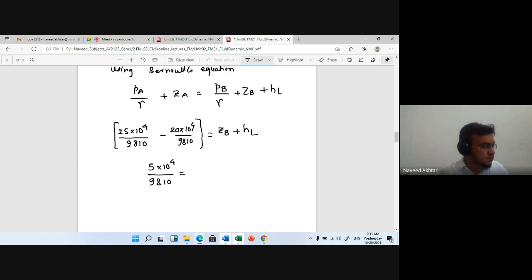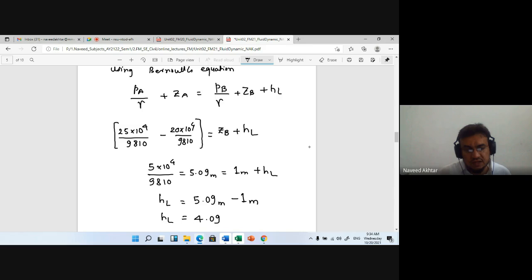To solve this, it is nothing but the previous example we have solved, that is 5.09 meter, and that is ZB, which is nothing but 1 meter plus HL. So if I write down HL, that is head loss, the 1 meter will come here, so 5.09 meter, 1 meter will come on the other side with a minus. So your value of head loss in this example, after solving, is nothing but 4.09 meter.